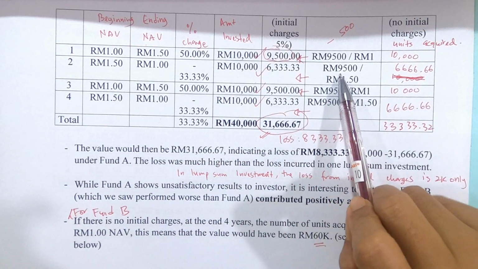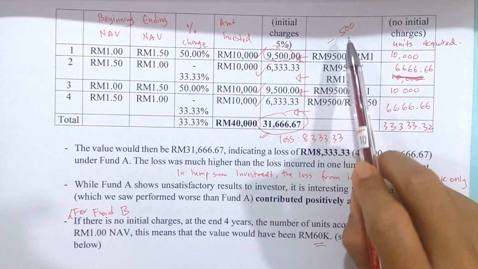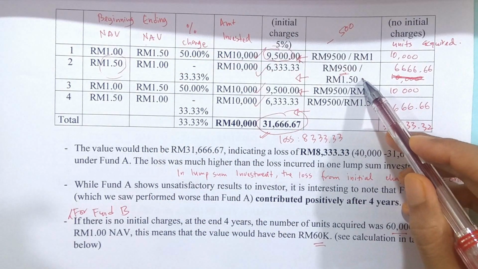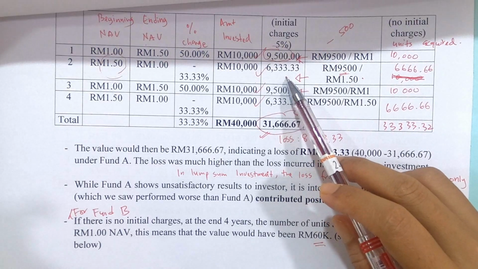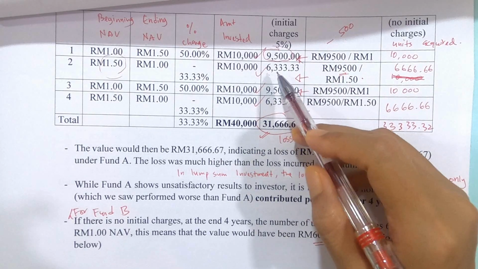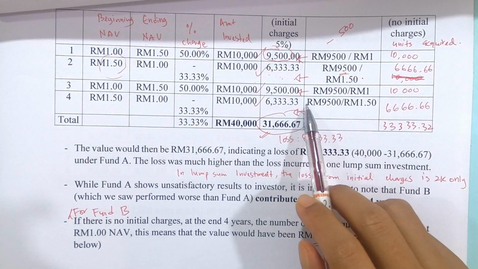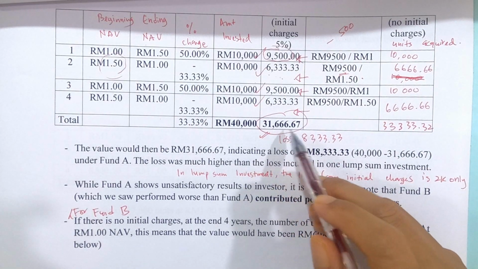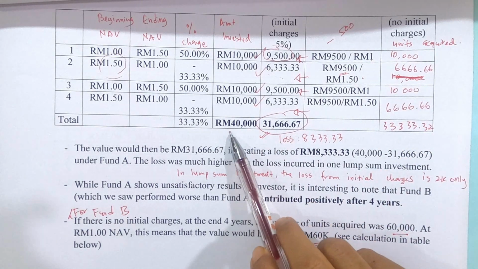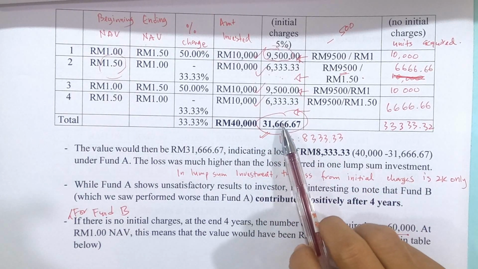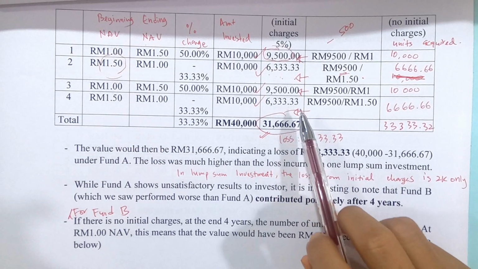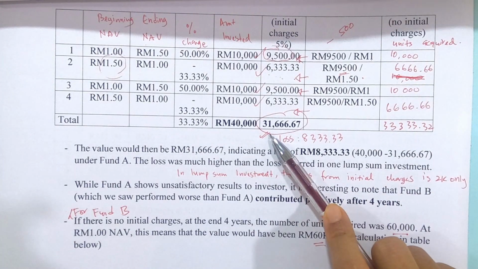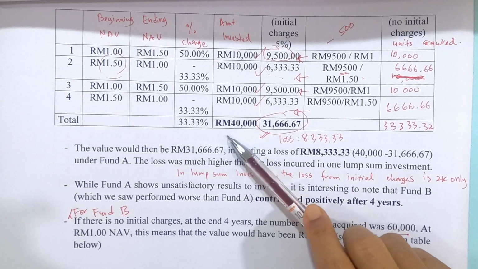Same goes to the second year, where the amount invested is 10,000, but after we reduce the 500, the remaining investment is just 9,500, and if we divide by the beginning net asset value of 1.50, the amount of units that we can buy is just 6,333.33. Same goes to the third year and the fourth year, and we can see in this column, the unit acquired is just 31,666.67, while the amount invested is 40,000. So this is a comparison that we can see. If there is an initial charge of 5%, the units acquired for Fund A is just 31,666, but the amount that we invested is actually 40,000.